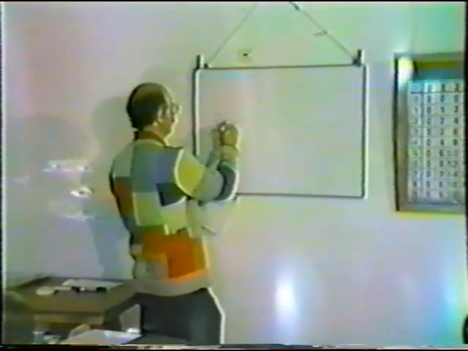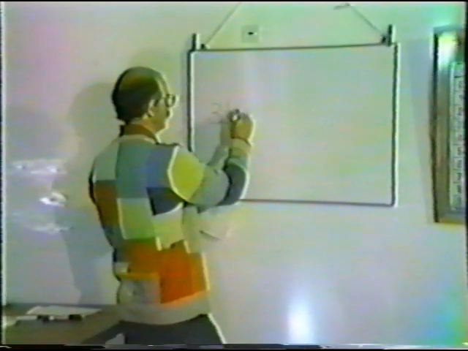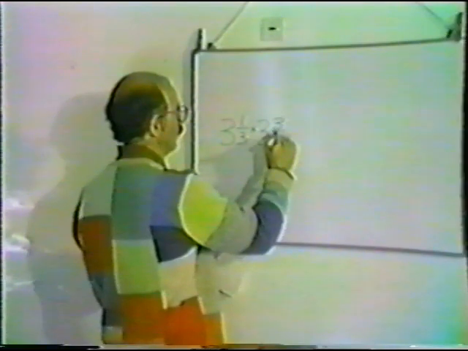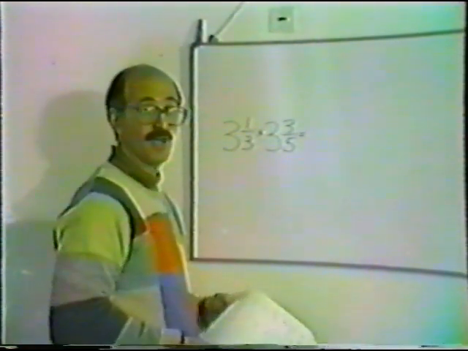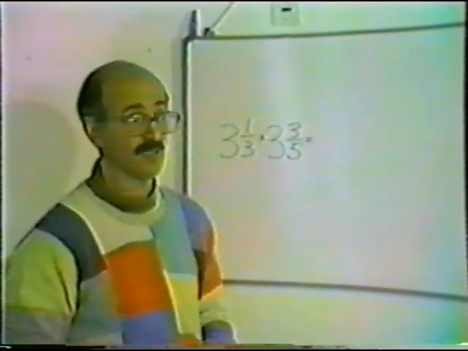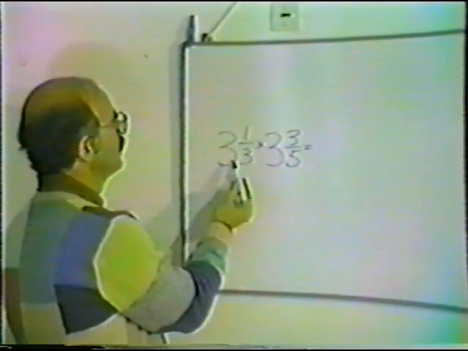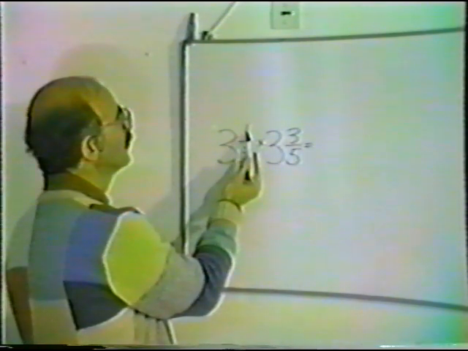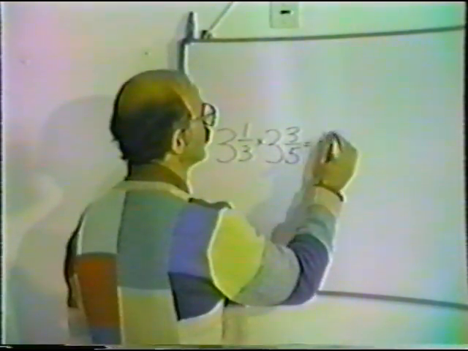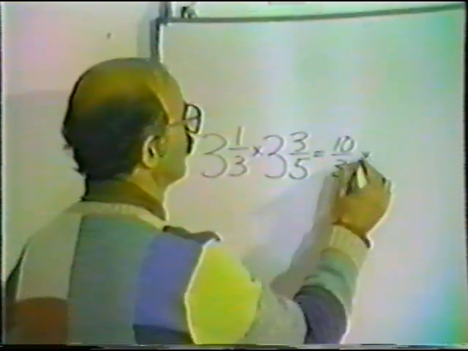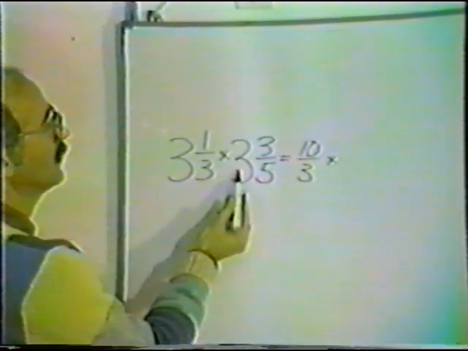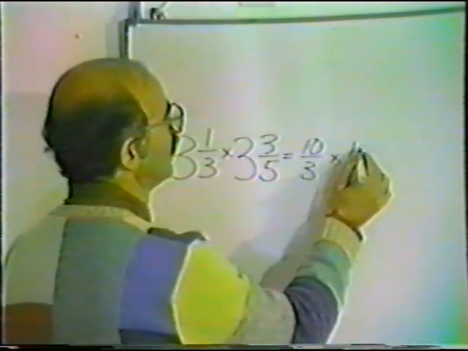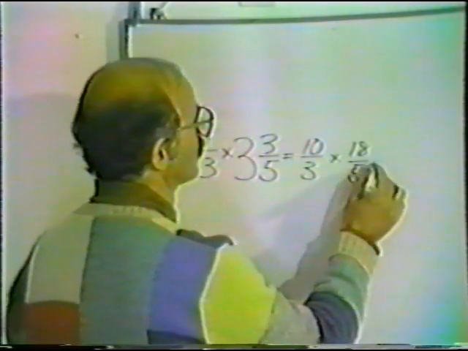Three and 1/3 times 3 and 3/5. This time, both of them are mixed numbers. 3 times 3 is? 9. Plus 1 is? 10. 10/3. 5 times 3 is? 15. Plus 3? 18. 18/5.